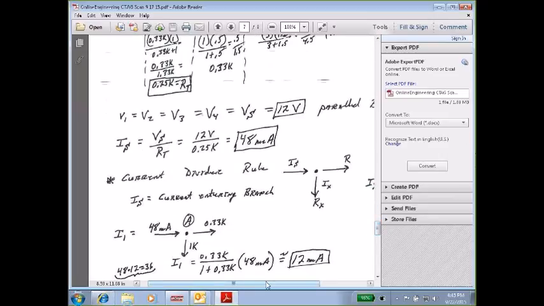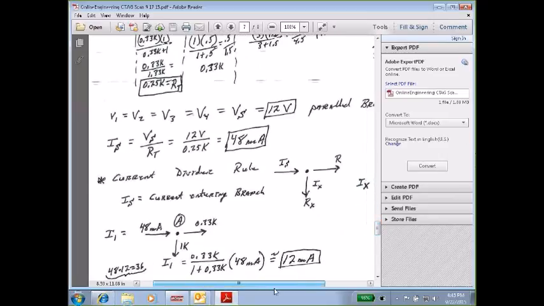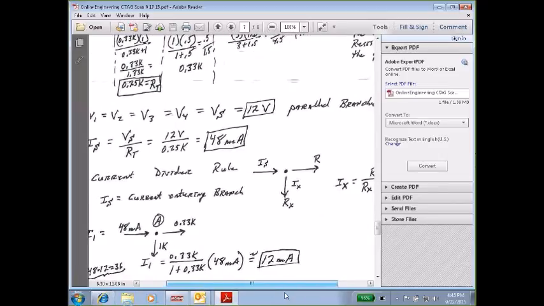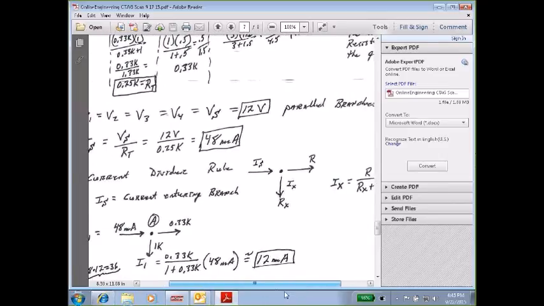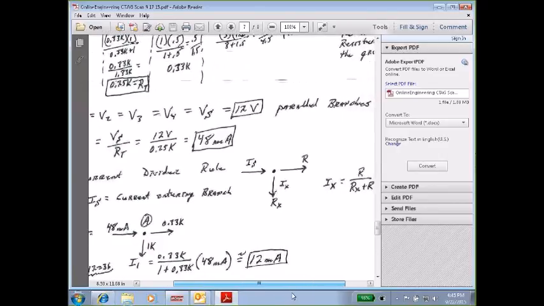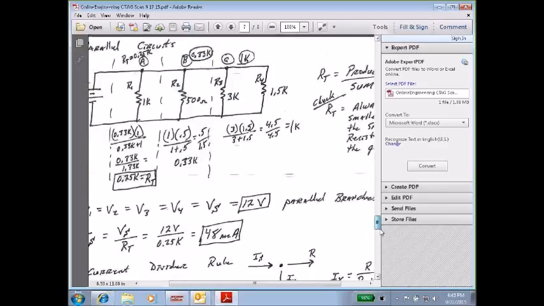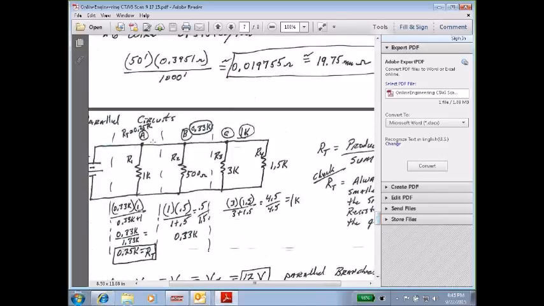Now, those are actually Kirchhoff's laws. I just put it in my own words. But we have a handy-dandy tool here called the current divider rule. In the current divider rule, if we look at this, we look at a junction. Notice I've got junction A, B, and C. So we want to take a snapshot right there of junction A.